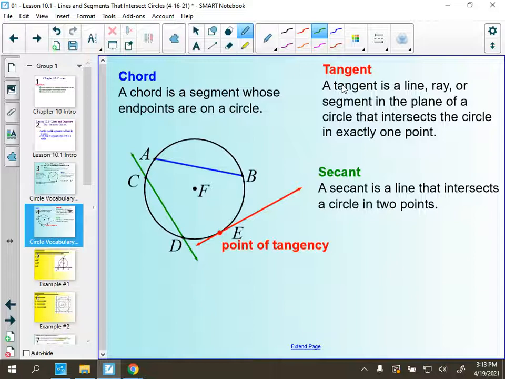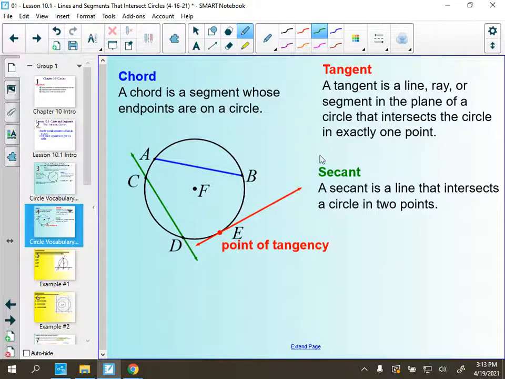So the last one, which we will do the most with today in this lesson, is what's called a tangent. We've seen that word in SOHCAHTOA, right? The TOA was the tangent part of it, so it's the same word. We're using it here in a context where we're talking about a line, a ray, or a segment. We don't really have a way of naming this line right here.